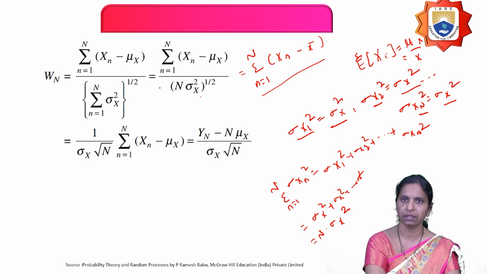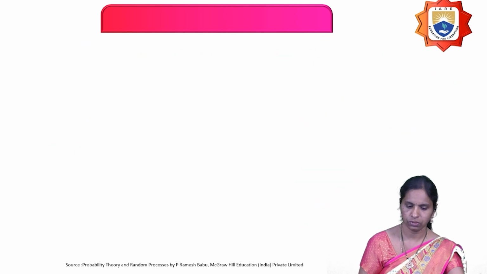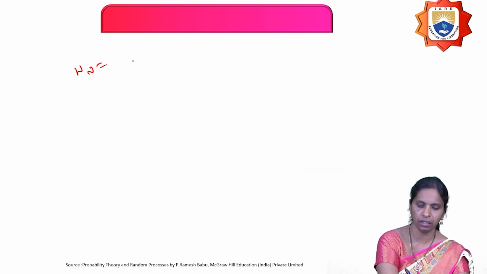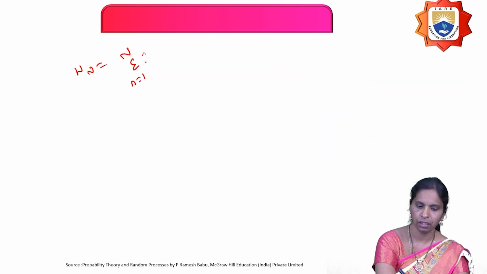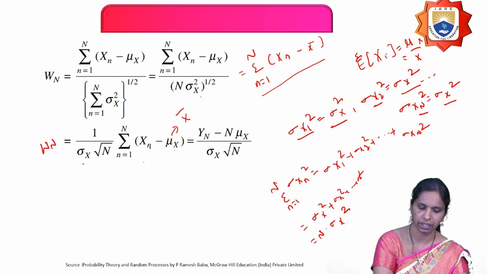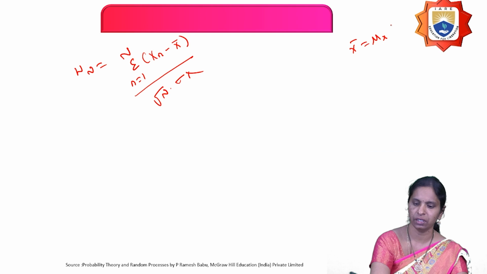the sum from n equals 1 to N of Xn minus x bar. In place of mu_x you can represent it by x bar also. So that is the random variable Wn. What is Wn equal to here? The sum from n equals 1 to N of (Xn minus x bar) divided by square root of N into sigma_x. Here x bar and mu_x are the same.